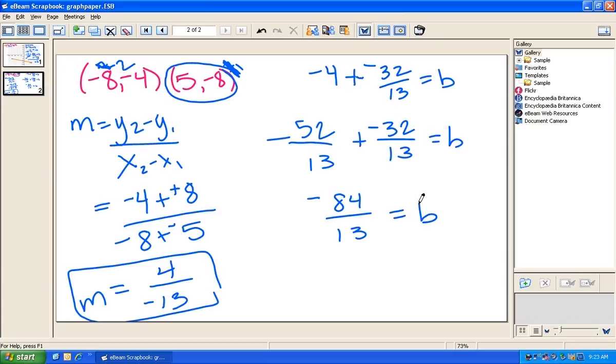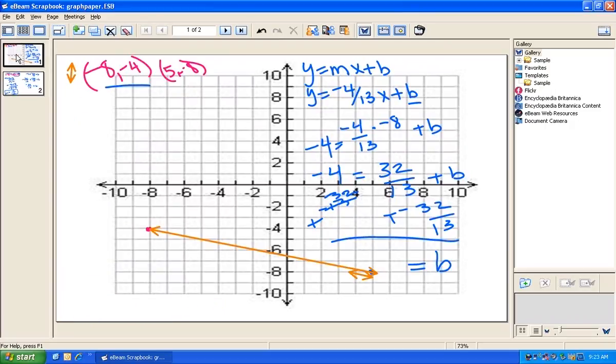What? Graph it? I don't have to graph it. We already graphed, remember? Negative 84 thirteenths. Remember that number. Where does it go? If I want to write it in the equation of a line, y equals, and then you put negative 4 thirteenths x plus negative 84 thirteenths. There you go. So you just found the b that you were solving for. So we would write that b here was negative 84 thirteenths.